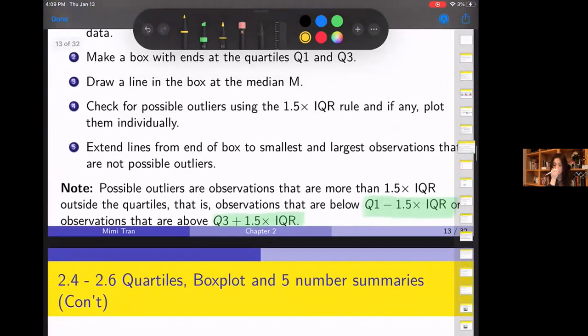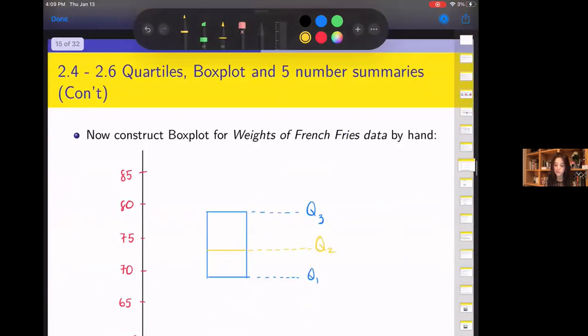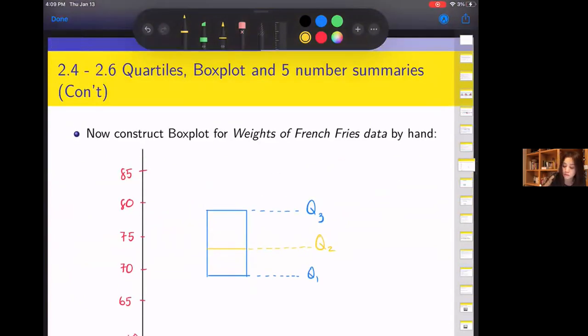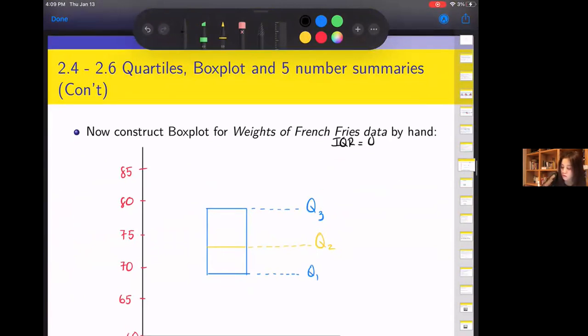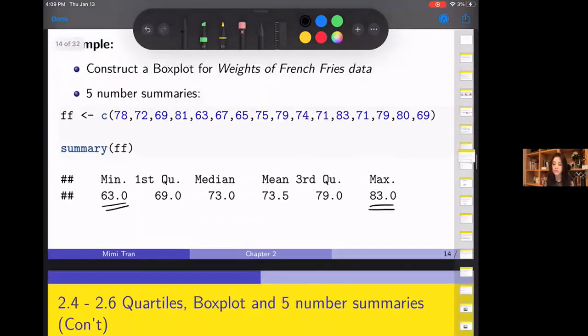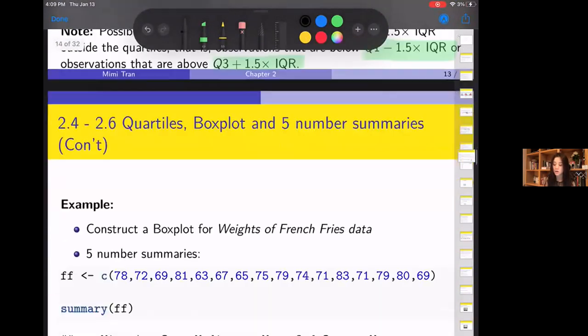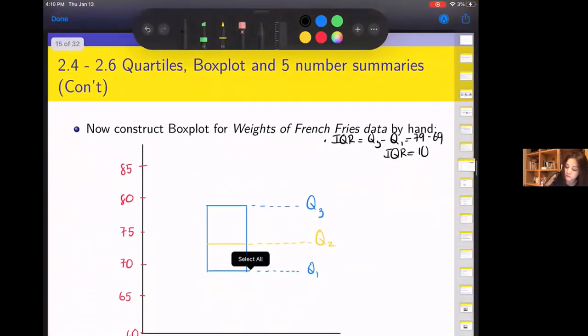The next step is you're going to learn how to spot your possible outliers using the rule in green right there. So first of all, I need to calculate the IQR. IQR is Q3 minus Q1. Q3 is 79, Q1 is 69, so 10. IQR is 10. And then 1.5 times IQR. Remember the formula in green.